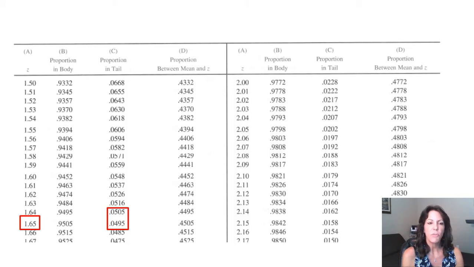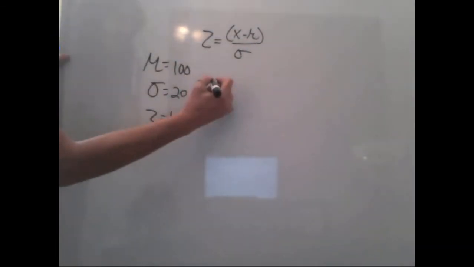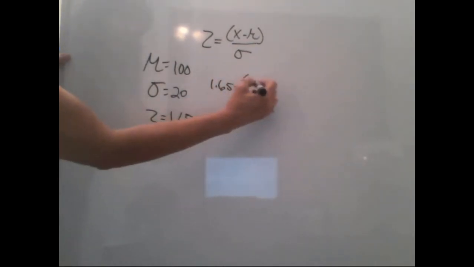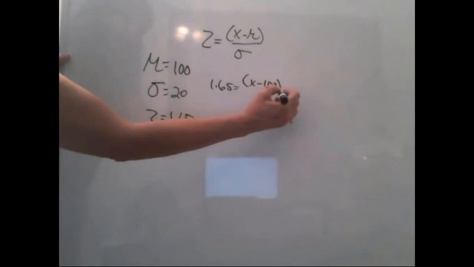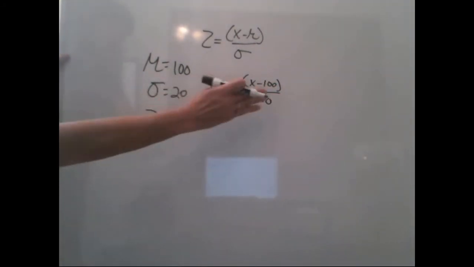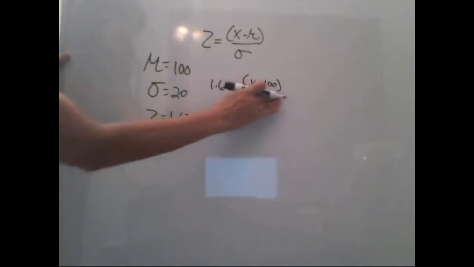Let's plug the z of 1.65 into our formula to figure out what score is required. This time we're looking for the top 5% of the distribution, and we found that to be a z-score of 1.65, but we don't know what raw score that would be, so let's plug it all in. The z is 1.65. It's equal to whatever score we have minus the mean of 100 divided by 20. All right. So what I'm going to do is multiply each side by 20 in order to get rid of this down here.